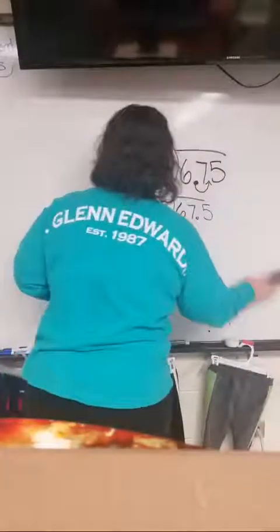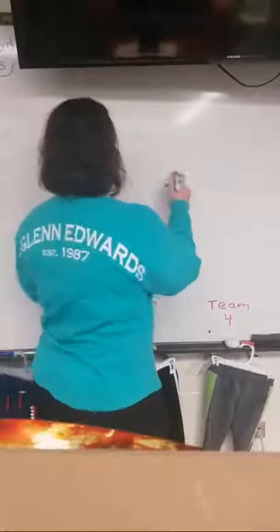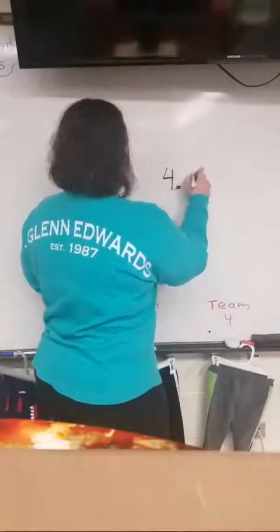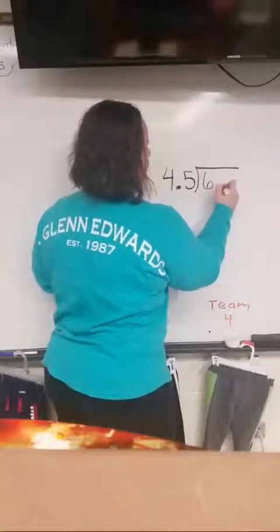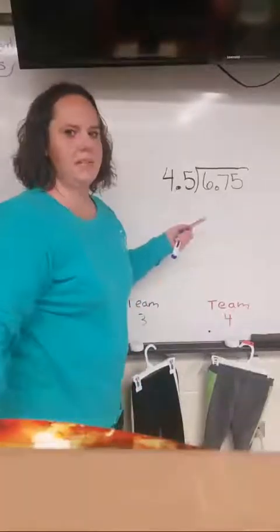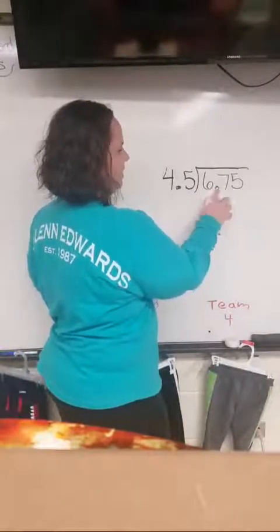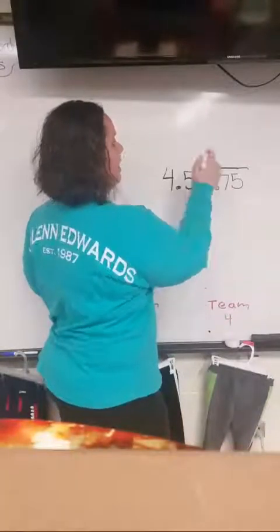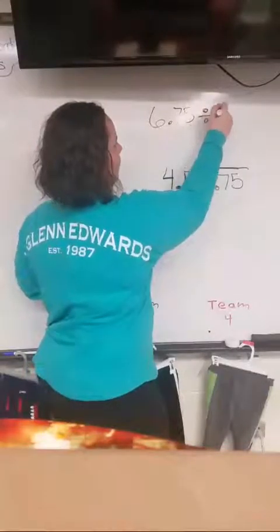I'm gonna do the same problem, but I'm gonna erase it and start over. And I want you guys to too. This time I'm gonna use a different color. Okay. So we have 4 and 5/10, and then we have 6 and 75 hundredths. I think you guys should be able to see that okay. So this is 6 and 75 hundredths divided by 4 and 5/10.